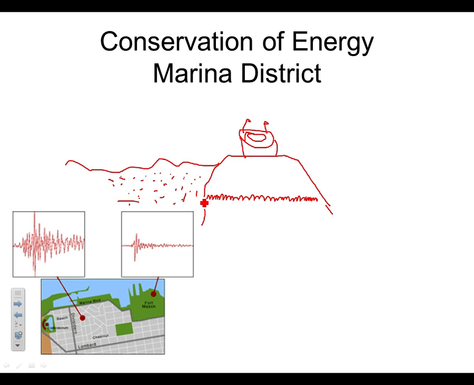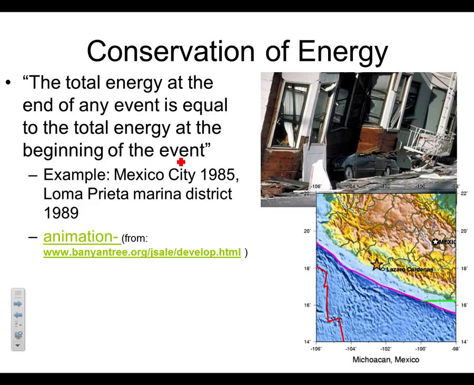It gets to the Marina District where it's loose landfill essentially, and the waves slow down, and when they slow down, they have to amplify. So they get bigger because they slow down. And it destroys pretty much all the buildings in the Marina District. You see pictures of buildings like this. This is the second floor. There's a balcony on the second floor. The first floor is pretty much gone.